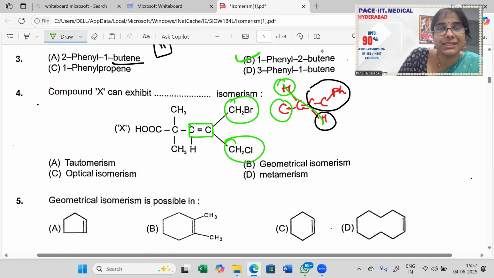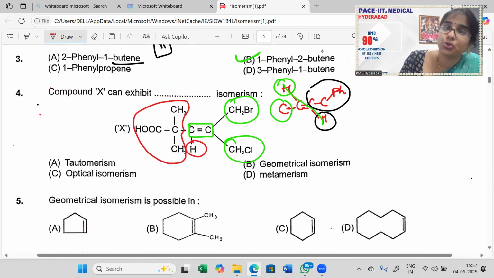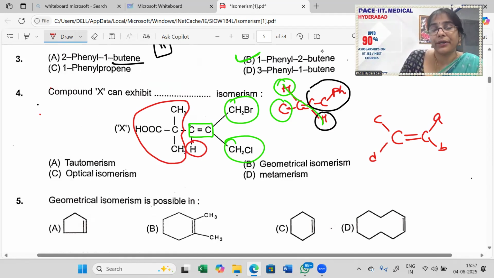And to the left side, what do we have? Left side, look, one is the hydrogen, other is all this big group. Yes, two different groups here also. See, if you have a double bonded carbon with A, B, C, and D, then yes, very well, it is exhibiting. So therefore it is geometrical isomerism.